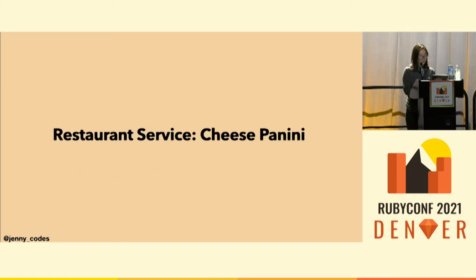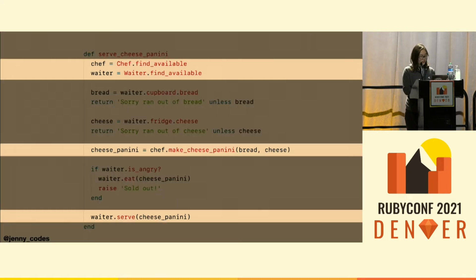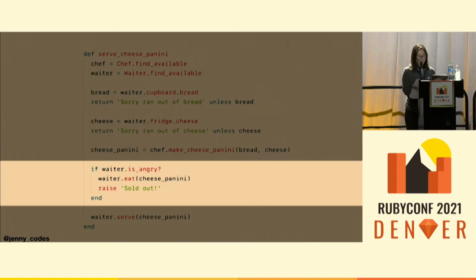Let's talk about lunch. The restaurant service is expanding. Now it adds cheese panini to the menu. The implementation, structurally, is basically the same. We first find an available chef and waiter. Chef makes the food and waiter serves. But it's slightly more complex for the waiter. In this case, they need to get bread from the cupboard and get cheese from the fridge. And of course, if they get angry, they will have to eat the food.